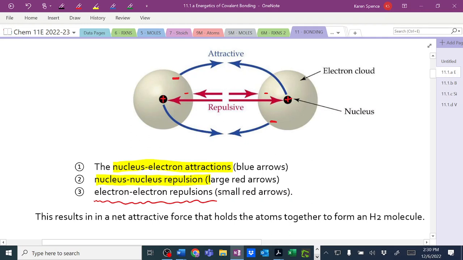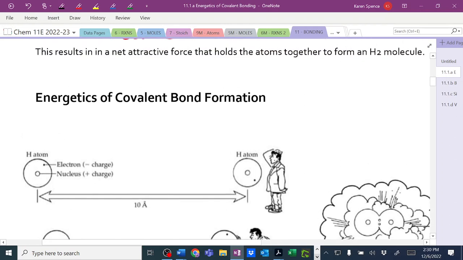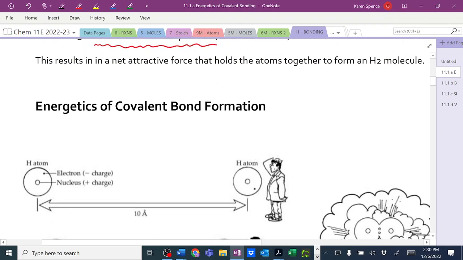Yes? If they're too far away, they will still be more attracted to each other and they'll want to come together. But if you start pushing them too close together, then the repulsive forces start to take over and they'll spring back from being forced closer together. So here's the energetics of a covalent bond. Two hydrogen atoms, okay? This is 10 angstroms apart. Do you guys know what an angstrom is?